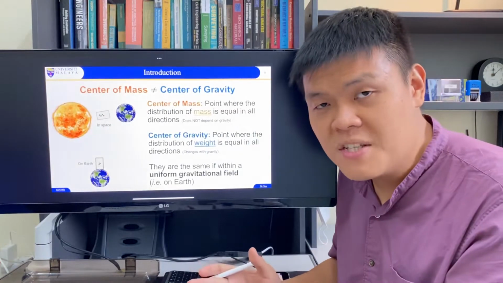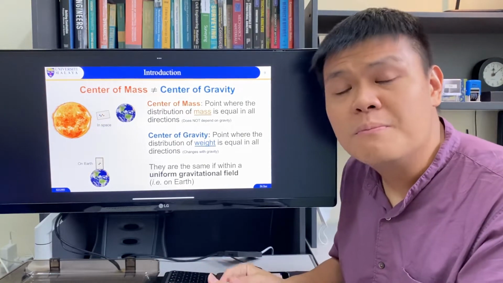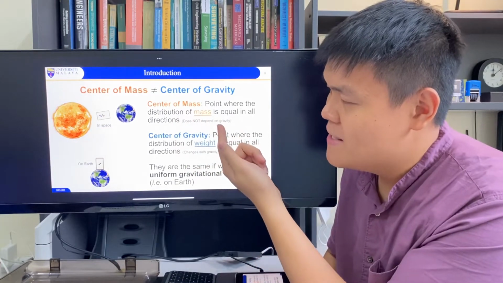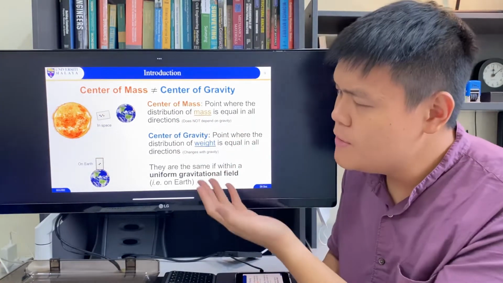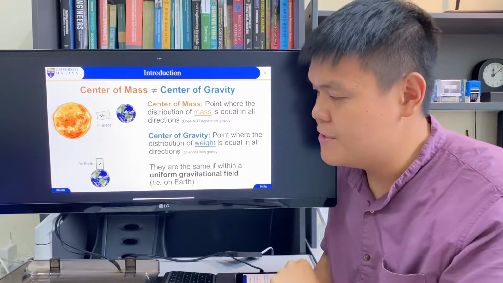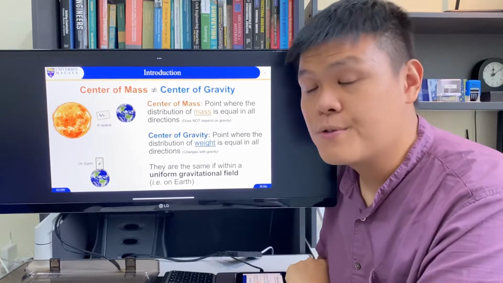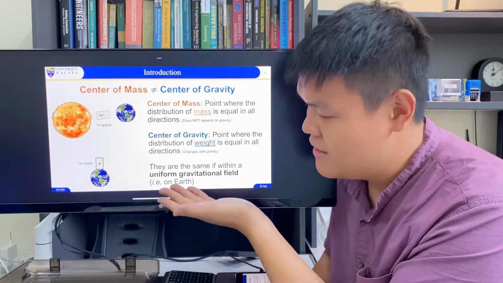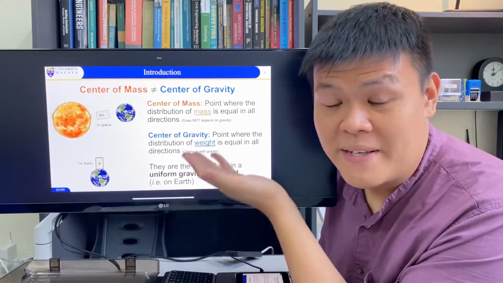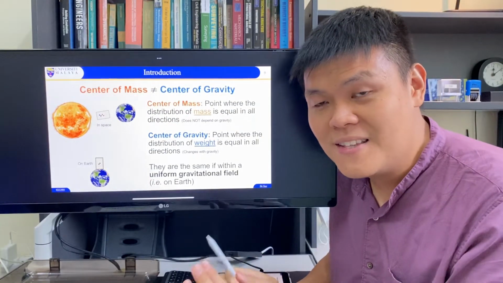Now, what is a center of gravity? Usually people interchange center of mass and center of gravity, but actually they are different. The center of mass is the point where the distribution of mass is equal in all directions, while the center of gravity is the point where the weight is equal in all directions. So center of gravity depends on weight, and weight is simply mass multiplied by the force of gravity. On Earth, there is a uniform gravitational field, so center of mass and center of gravity are basically the same thing. But in space, they may not be the same.